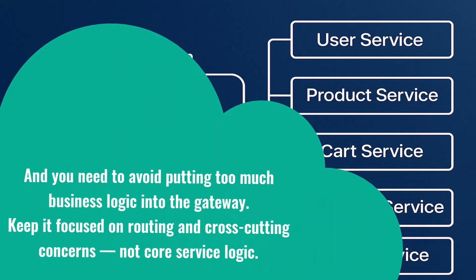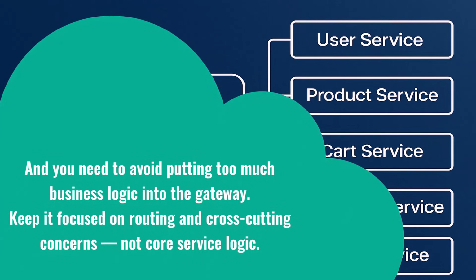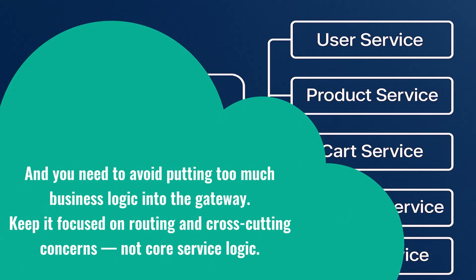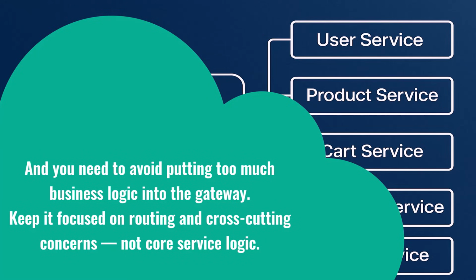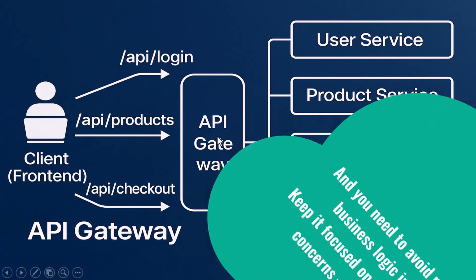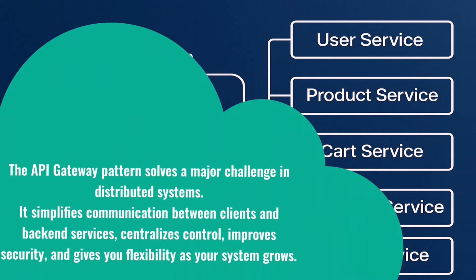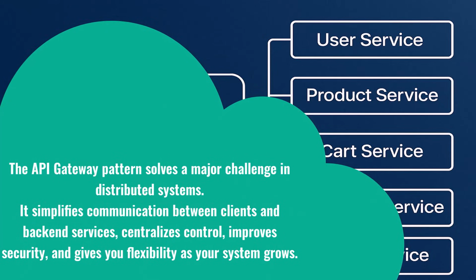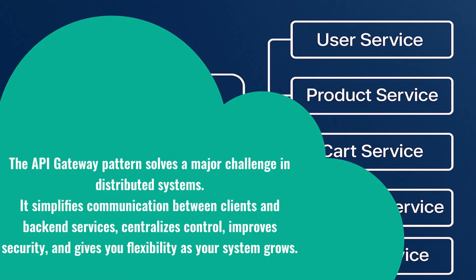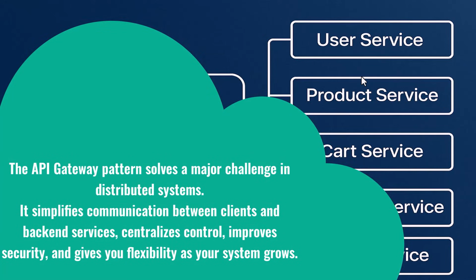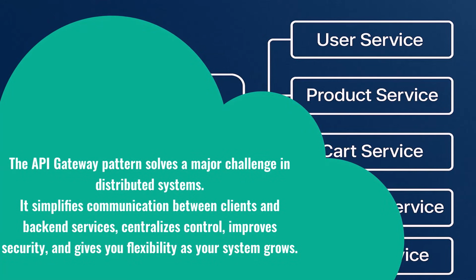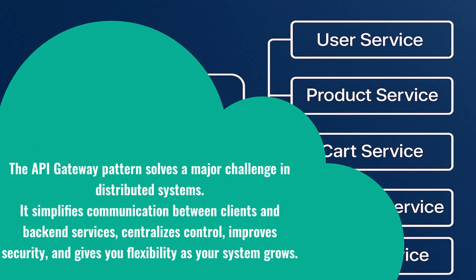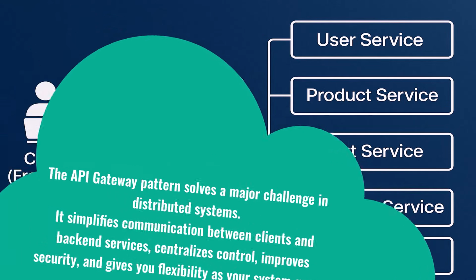And you need to avoid putting too much business logic into the gateway. Keep it focused on routing and cross-cutting concerns, not core service logic. So to wrap this up, the API gateway pattern solves a major challenge in distributed systems. It simplifies communication between clients and backend services, centralizes control, improves security, and gives you flexibility as your system grows.